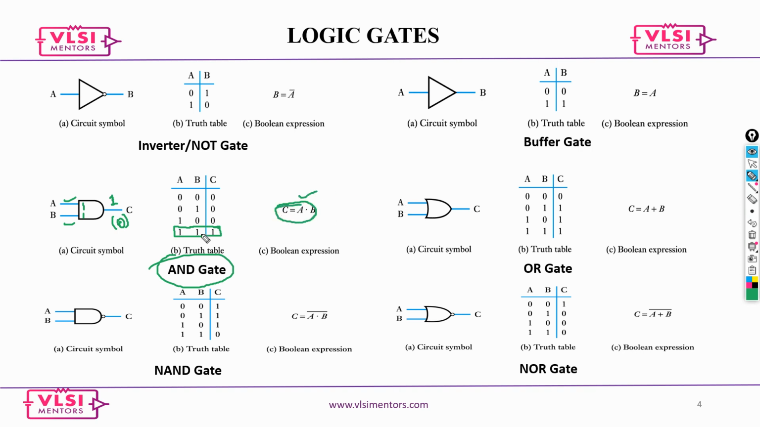And then the next one is basically the OR gate. OR gate is basically when any one of the inputs is 1, your output is going to be 1. In other cases it is going to be 0. So when both of them are 0 0, then it is going to be 0. As I said, if any one of them is 1, then your output is going to be 1. If you look here, it is a plus symbol, that is basically OR. So C is equal to A plus B.